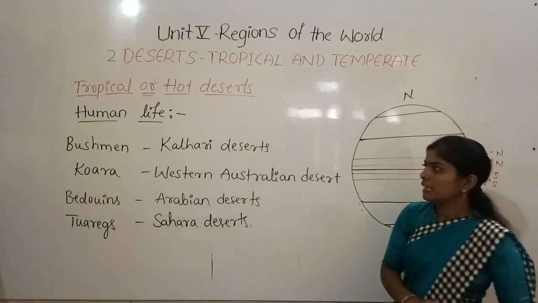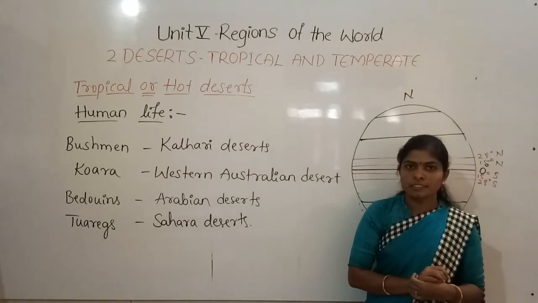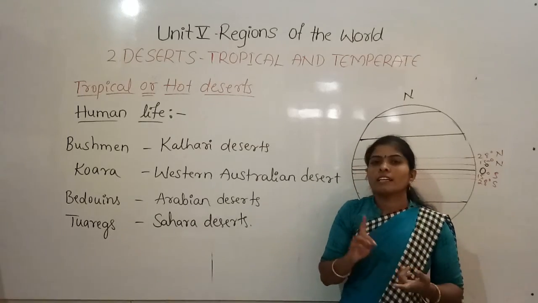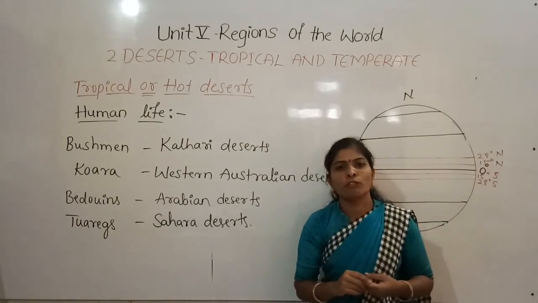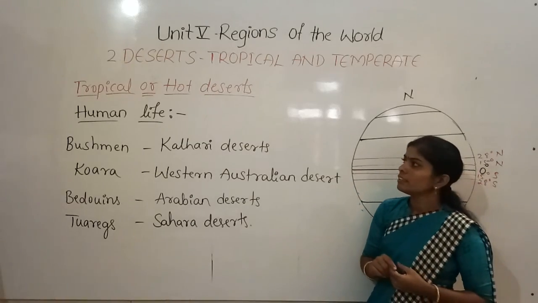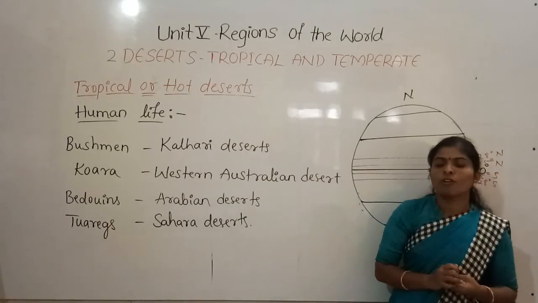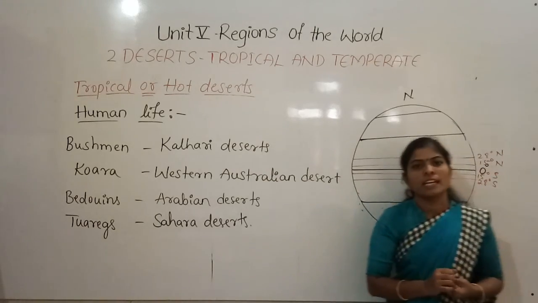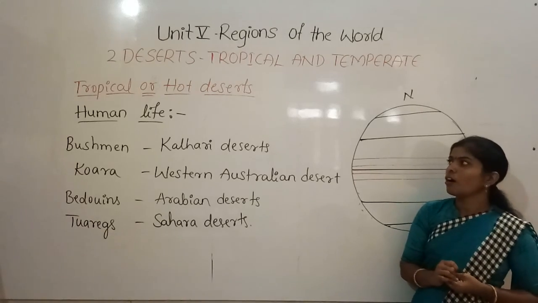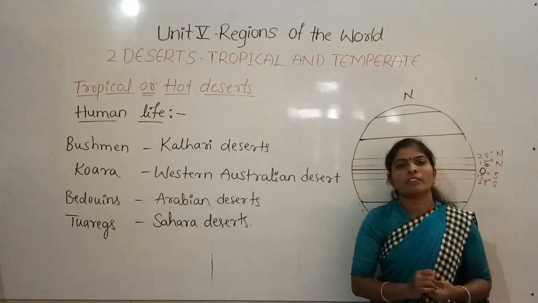So here we have learned about what deserts are, the types of deserts, and the climate, location, flora, fauna and human life in the tropical or hot deserts. I hope you have understood this, and in the next class we can discuss the temperate or cold deserts. With this I will conclude today's class.